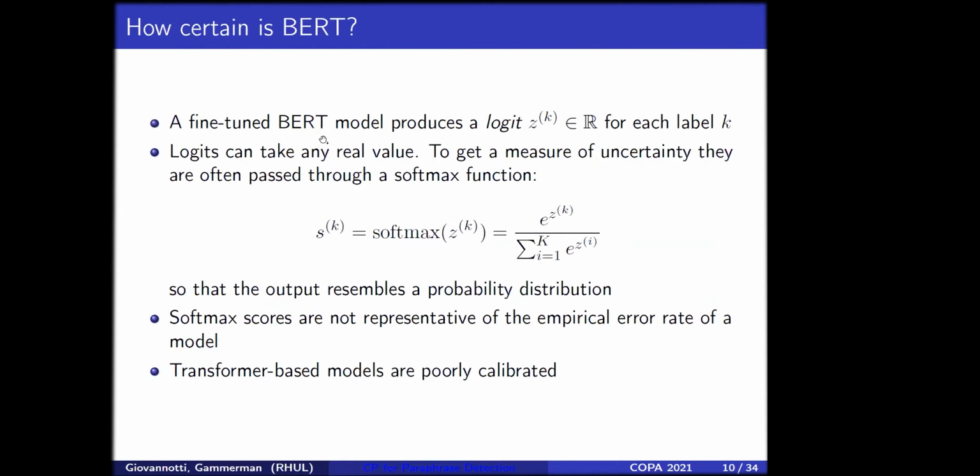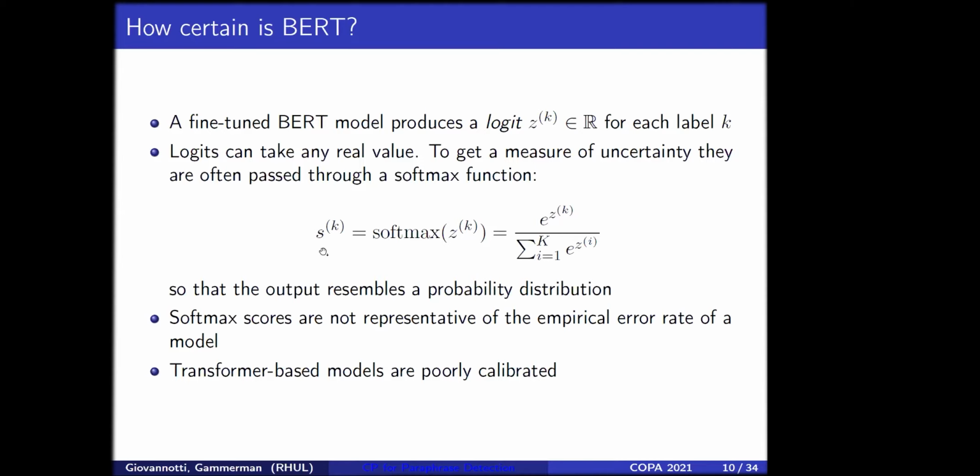So, okay, let's see how BERT does in terms of uncertainty estimation. We know that a fine-tuned BERT model produces a logit, Z, which is a real number for each label. And usually we get the label corresponding to the highest logit, and we take that as the point prediction. But logits can take any real value, so they're not a good measure of uncertainty.